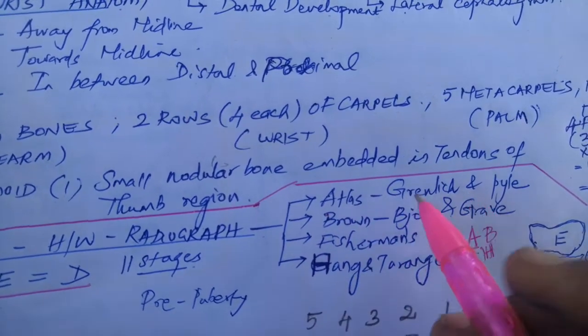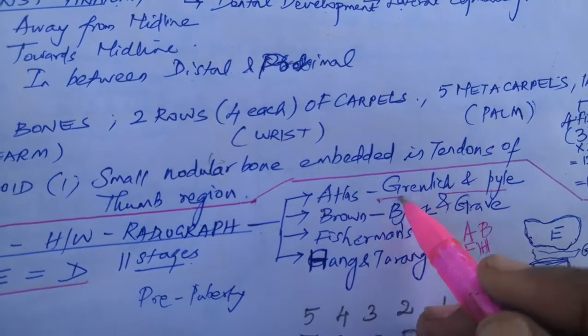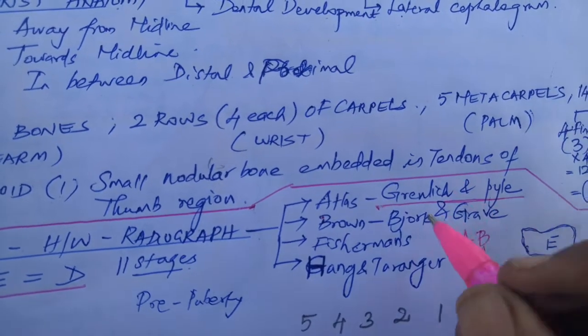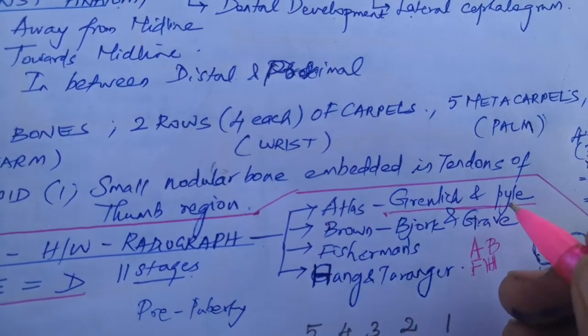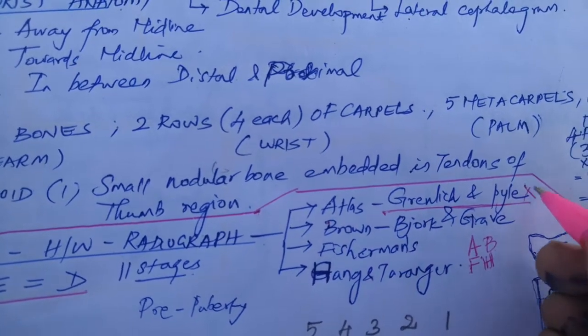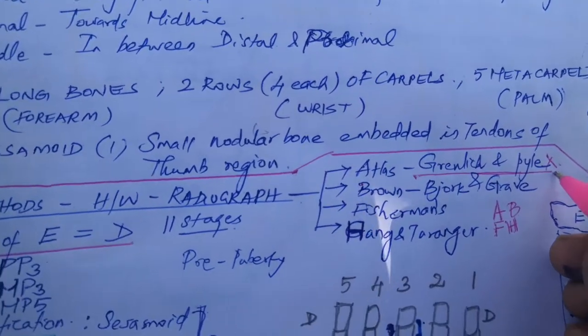The author we have to remember, especially, is so famous because this is the one we use commonly: Greulich and Pyle. This is Greulich and Pyle. Remember, this is so important. So this method is the only one we are going to see now.